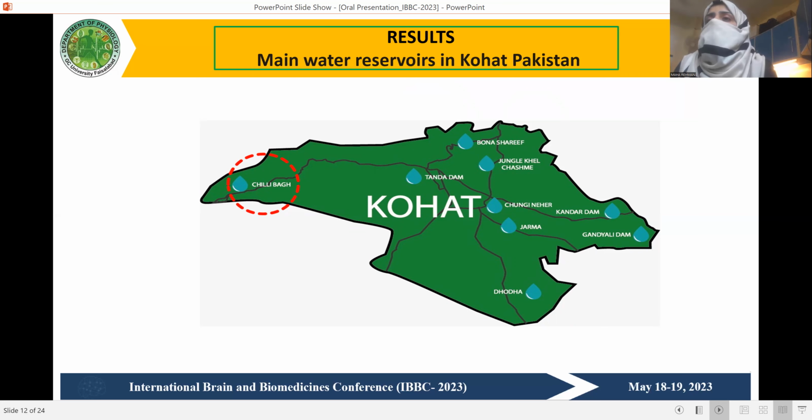So we chalked out some of the water reservoirs of Kohat. Some of the names are mentioned here: Tana Dam, Bona Sharif, Jungle Khel Chashma, Khandar Dam, Jarma, Ghandiali Dam, Dhoda Sharif, and Chili Bagh. Here we marked the area of Chili Bagh, Kohat, in red because the first report we got was from Chili Bagh, Kohat, which is the area in Ustarzai.